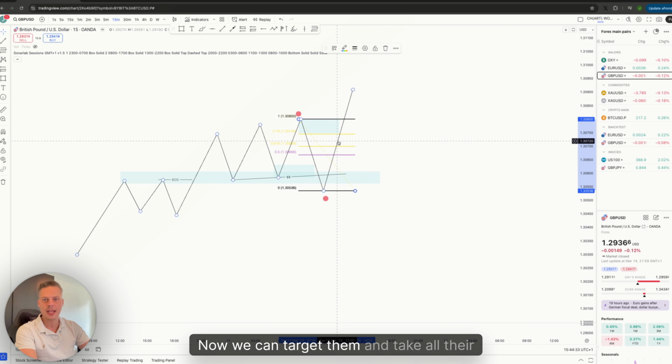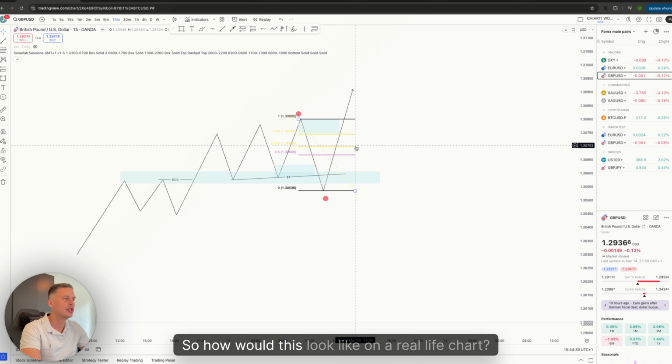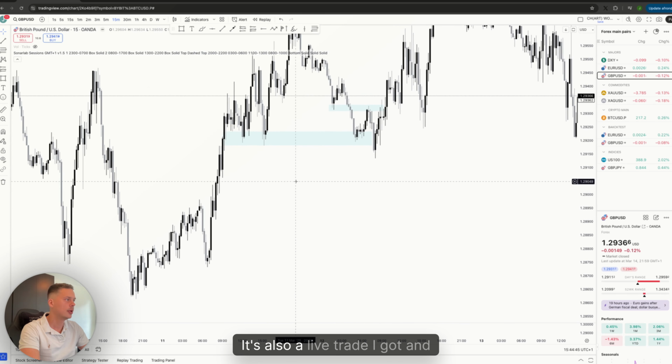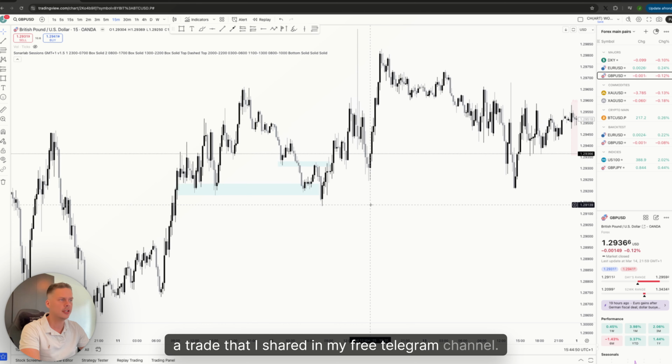Now we can target them and take all their liquidity out. So how would this look on a real live chart example? Well, I do have an example here. It's also a live trade I caught and a trade that I shared in my free Telegram channel.